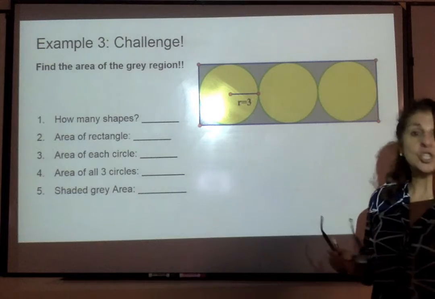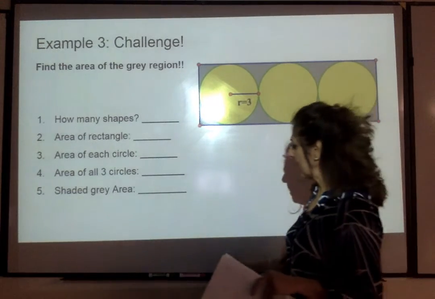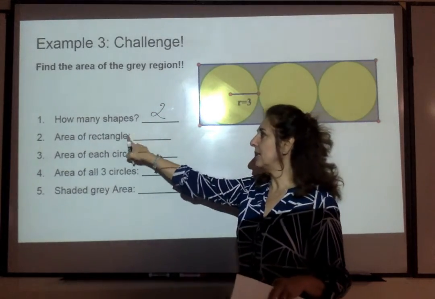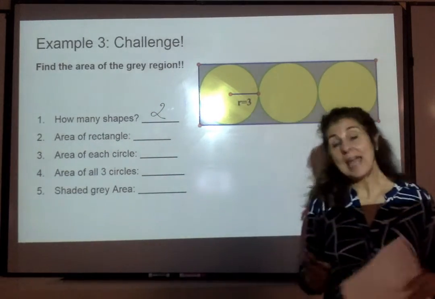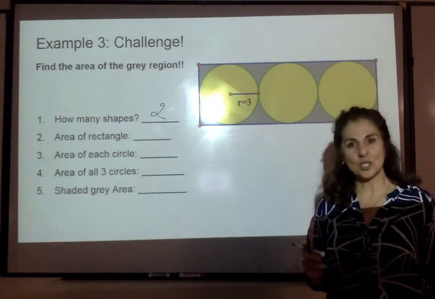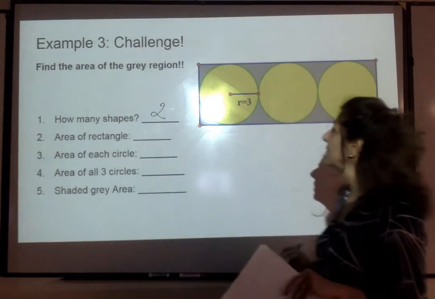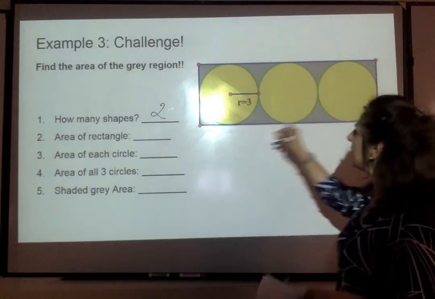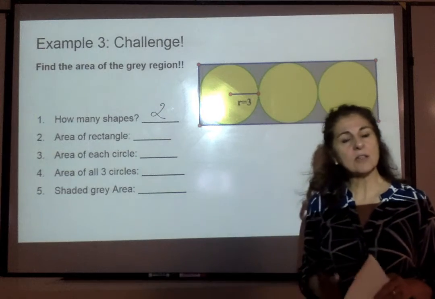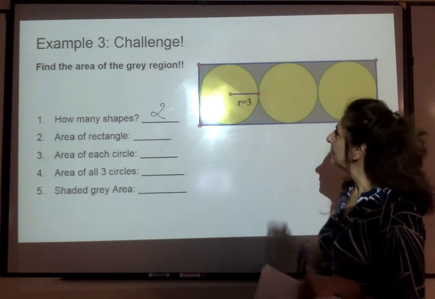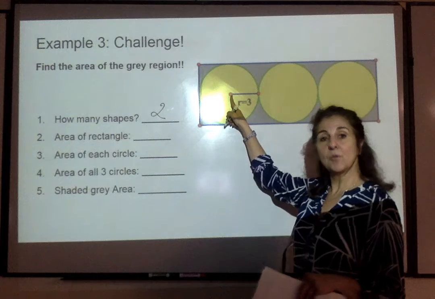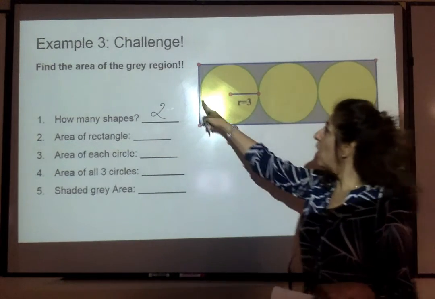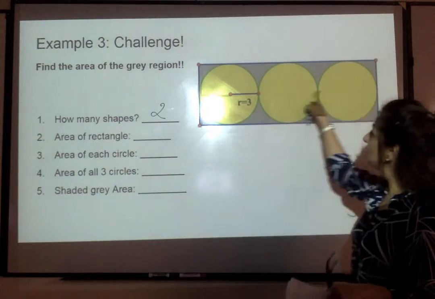So how many shapes do I have here? I have only 2 shapes. I have 1 rectangle and I have 3 circles. So how do I find the area of the rectangle? They don't say. There's nothing here. So how do I find that area? Let's see. I have the radius of one of the circles and they are all the same. They're all connected to each other.